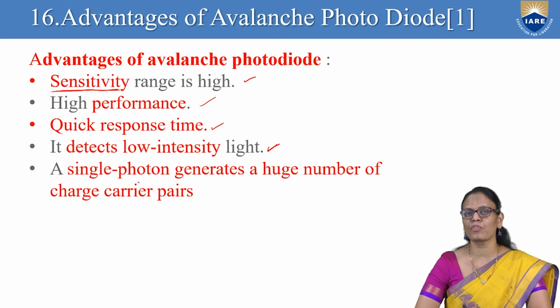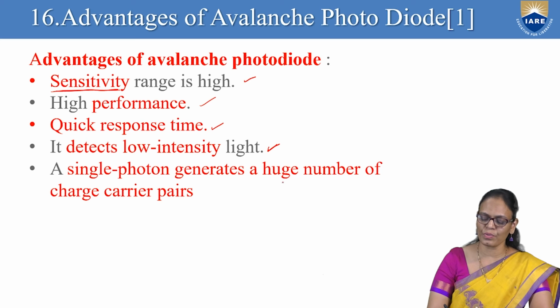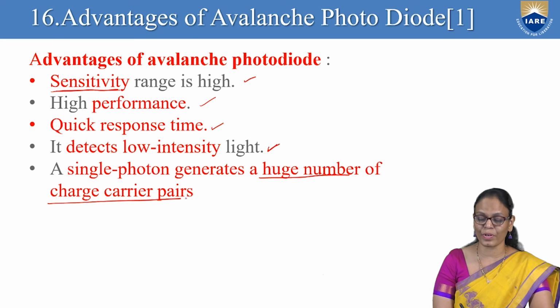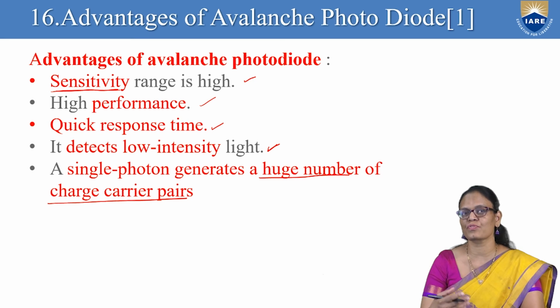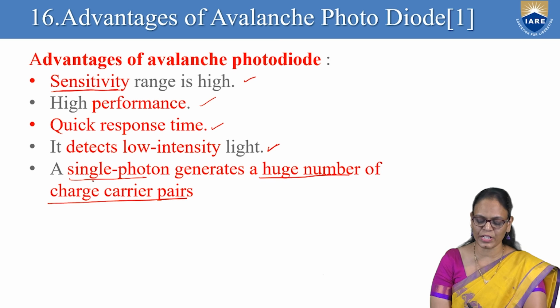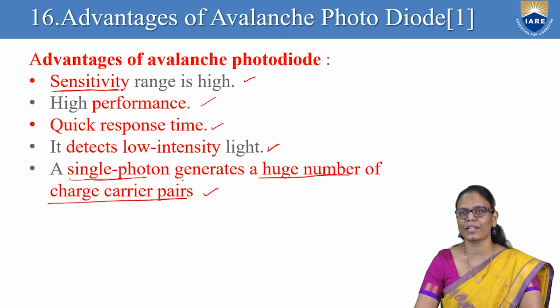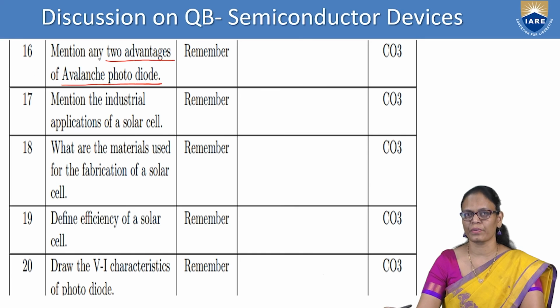And a single photon generates a huge number of charge carriers. We have already discussed in avalanche photodiode how the multiplication of charge carriers happens. So a single photon will generate a huge number of charge carriers. So these are the advantages of avalanche photodiode.